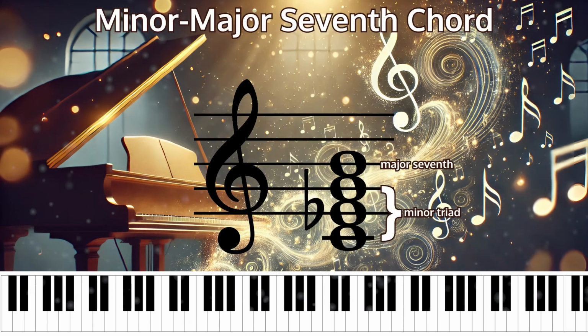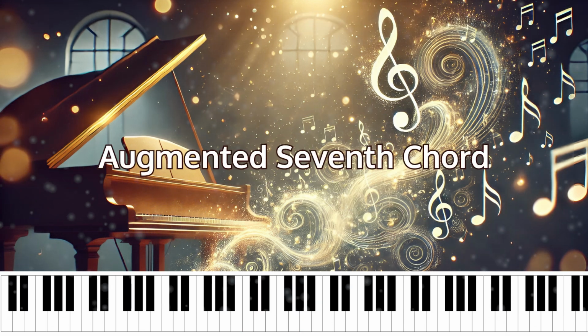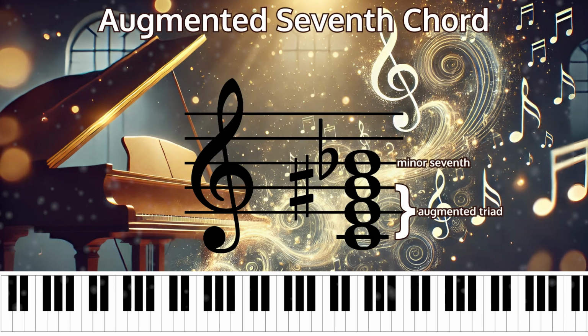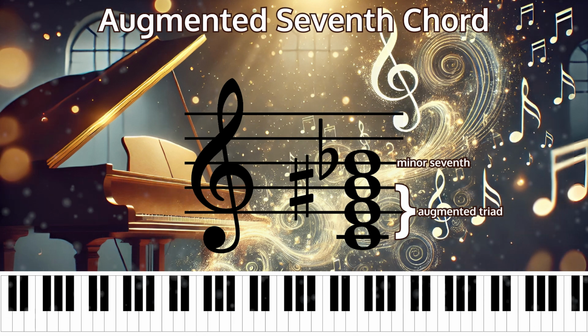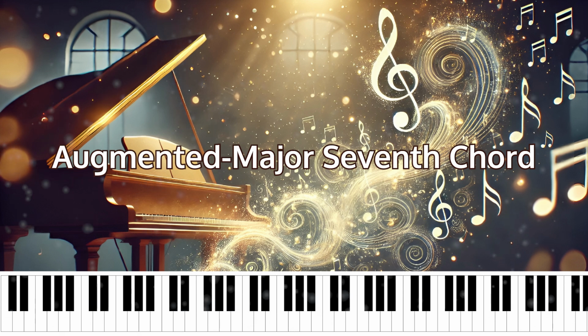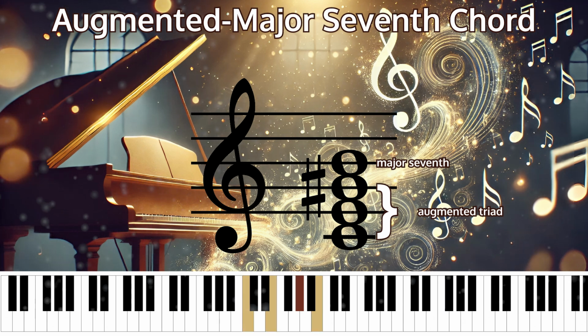The minor major seventh chord is a minor triad with an added major seventh interval above the root. The minor refers to the triad and the major seventh refers to the interval. The augmented seventh chord is an augmented triad with an added minor seventh interval above the root. The augmented major seventh chord is an augmented triad with an added major seventh interval above the root.